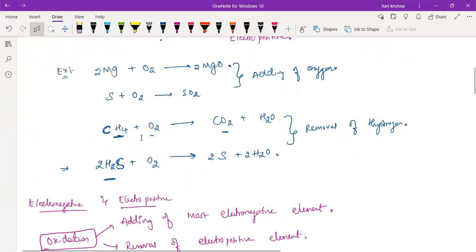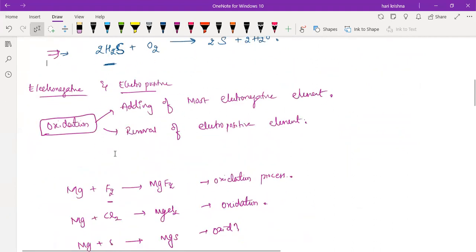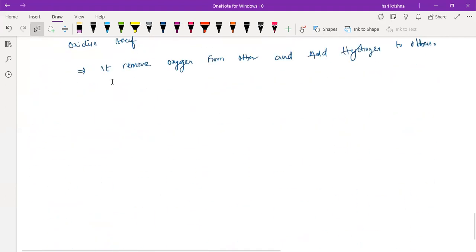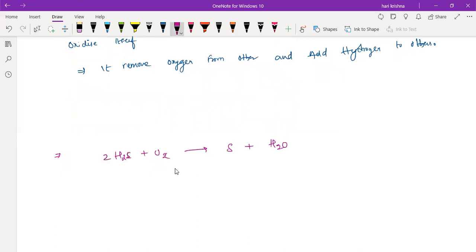So in this case, which one is the oxidizing agent and which is the reducing agent? H2S plus O2, let's take it down here. H2S plus O2 will form sulfur plus H2O. In this case, which one is undergoing oxidation, which one is undergoing reduction? What is the oxidizing agent? What is the reducing agent?